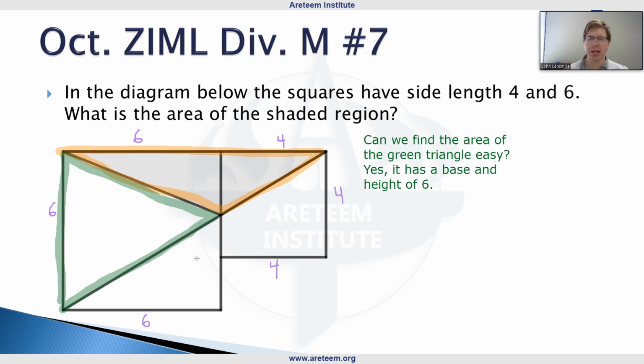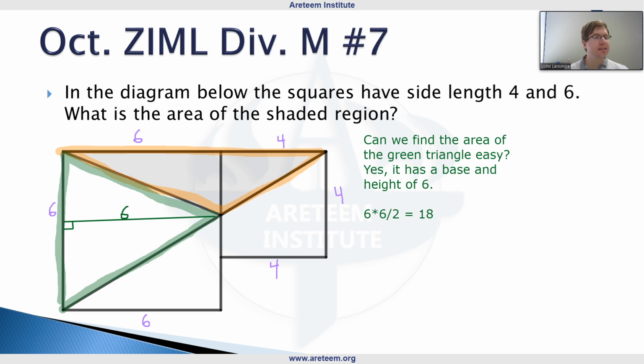Well, remember, if it's in a square, this is a right angle. If we draw the height in, the height can be sideways. That's perfectly fine. And so that has a height of 6 as well. So that's going to be 18 there. So 6 times 6 divided by 2 equals 18.